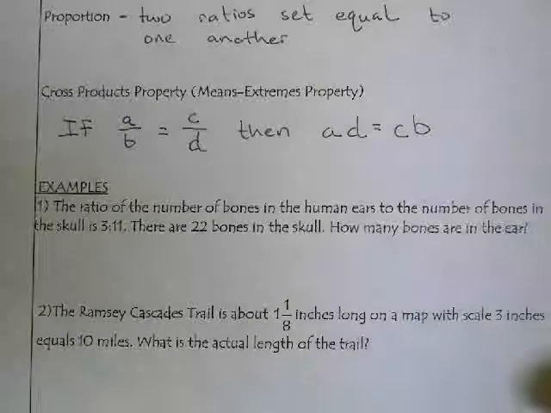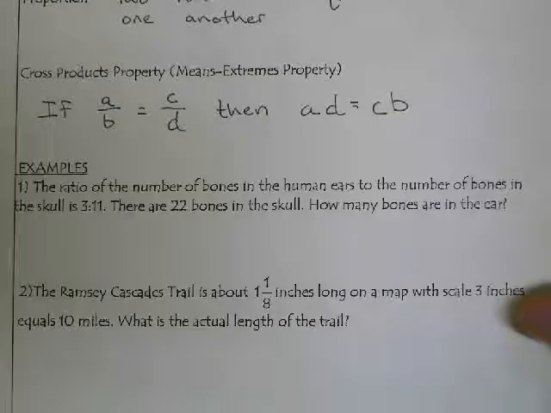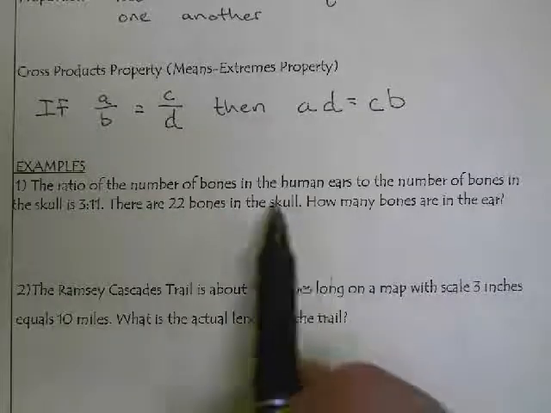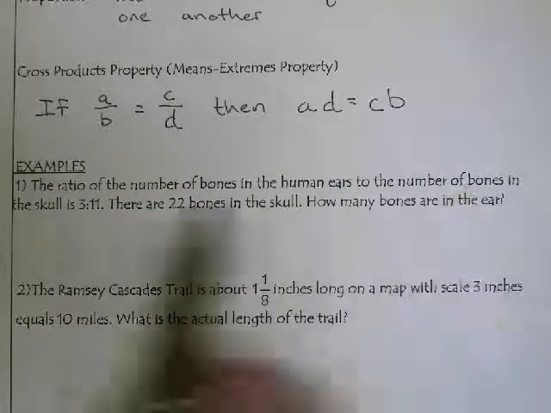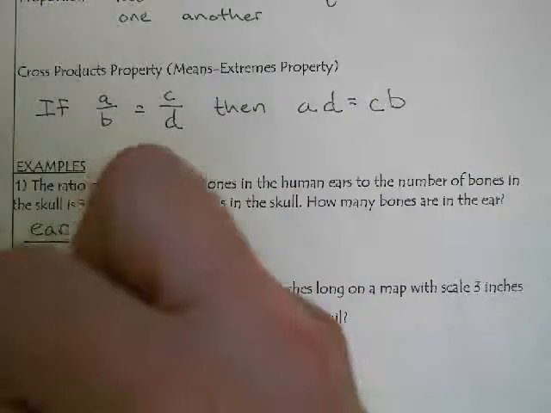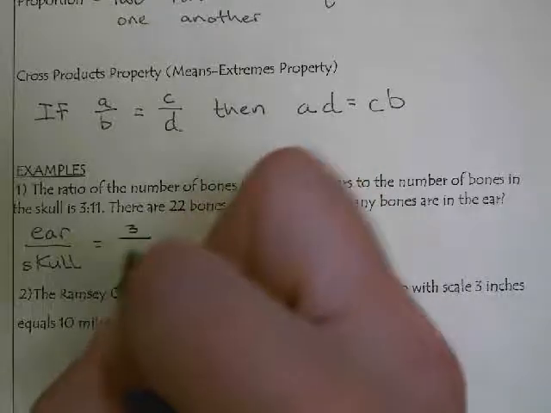Okay, so let's look at some examples. The ratio of the number of bones in the human ears to the number of bones in the skull is 3 to 11. There are 22 bones in the skull. How many bones are in the ear? So we're going to set it up as, since it's human ear bones to skull, we'll put the ear to skull is equal to 3 to 11.